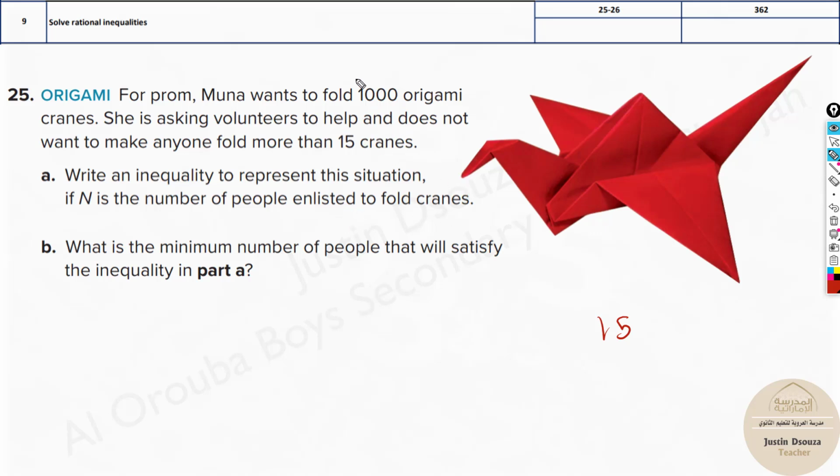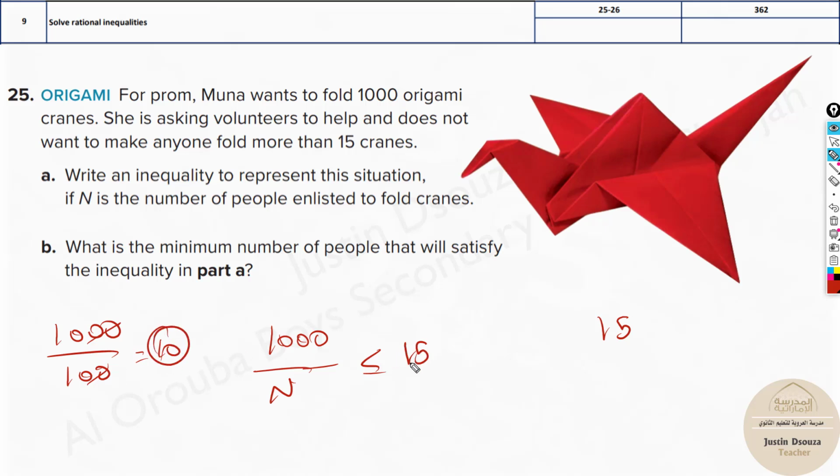Okay, so there are 1,000 required and n is the number of people. If you divide this by the number of people, that is how many will be for one individual person. So it should be less than or equal to 15. Now just imagine if you have 1,000 cranes and you have 100 people. For each person, how much will it be? 10 for one person, isn't it? But here we need this number to be less than or equal to 15. So 1,000 divided by the number of people n must be less than or equal to 15. This is the inequality. What is the minimum number of people that will satisfy this inequality?